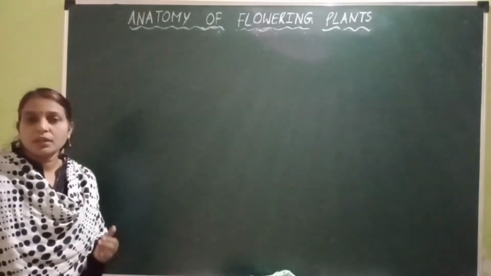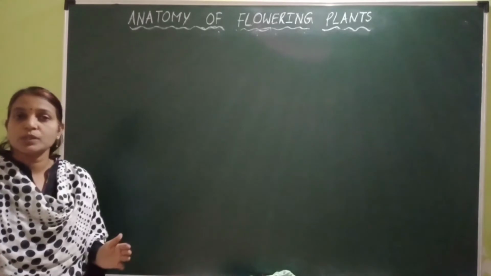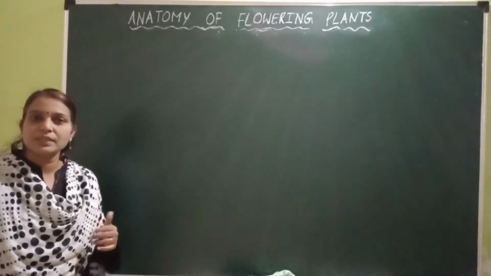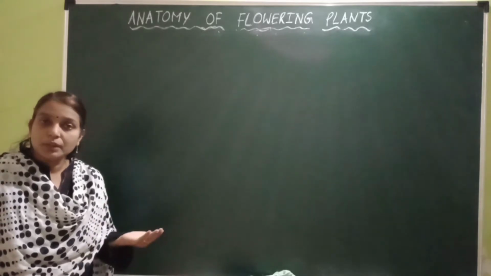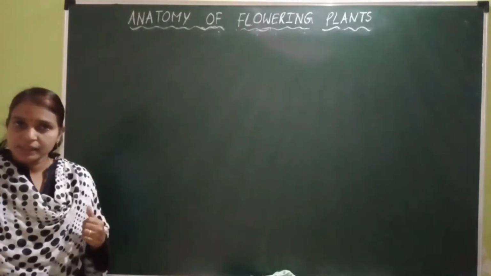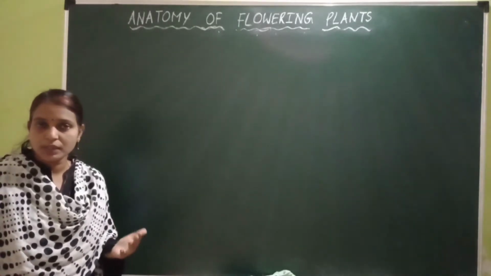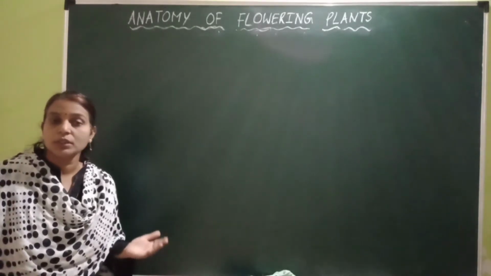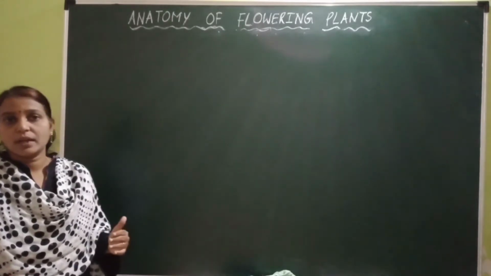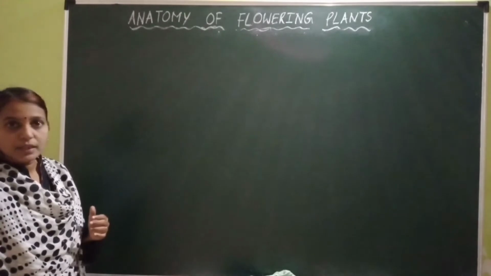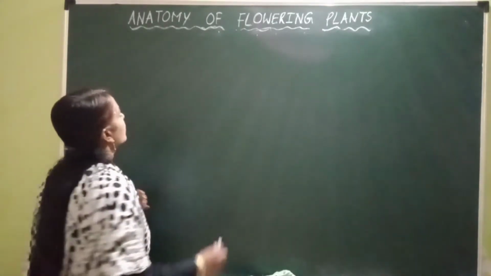Hello students, till now we studied about different types of tissues, that is meristematic tissues and permanent tissues, and then we studied about types of tissue systems, that is epidermal tissue system, ground tissue system and vascular tissue system, and then we started with the anatomy of plant organs, that is dicot stem, dicot root, and dicot and monocot leaves. Now let's start with secondary growth. This is the last topic of this chapter, that is secondary growth.